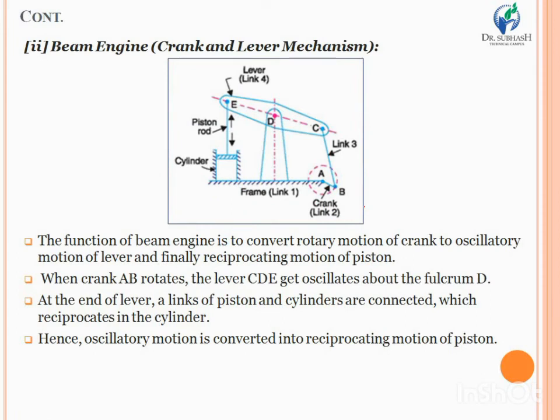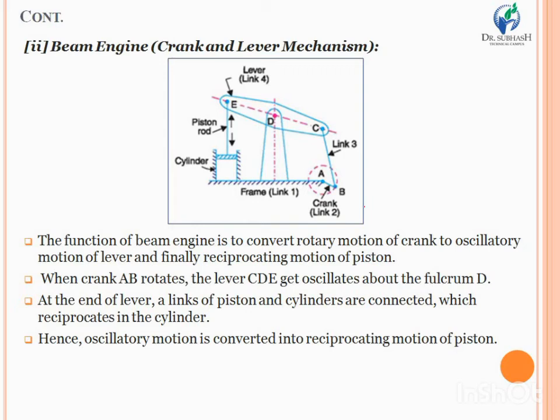Now the second type of inversion that we are getting from the kinematic chain inversion is the beam engine. Generally the function of this mechanism is to convert the rotary motion of the crank into oscillatory motion of the lever, and finally from the oscillatory motion of the lever to reciprocating motion of the piston.